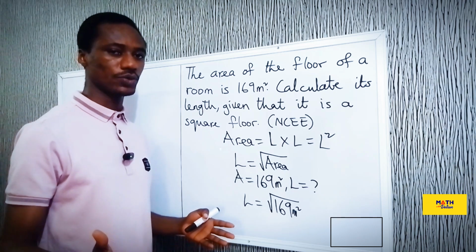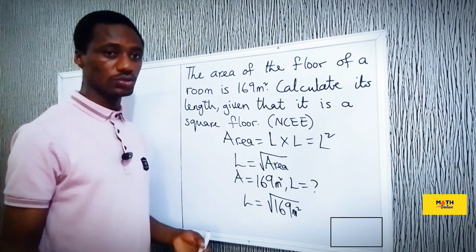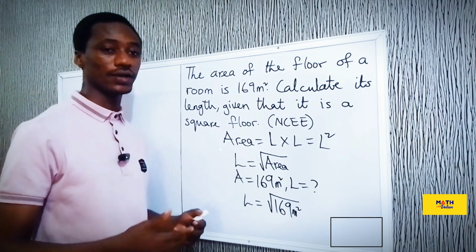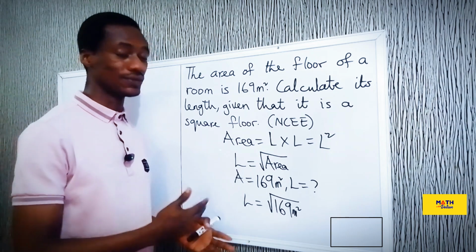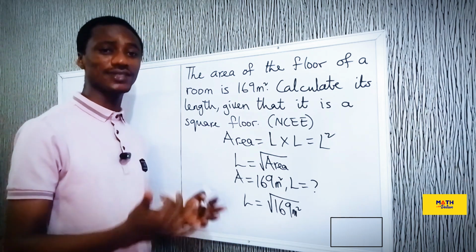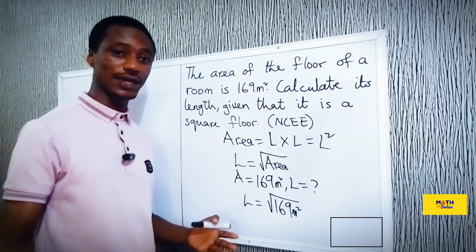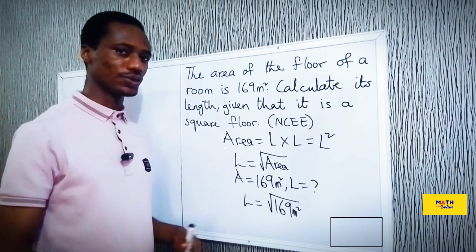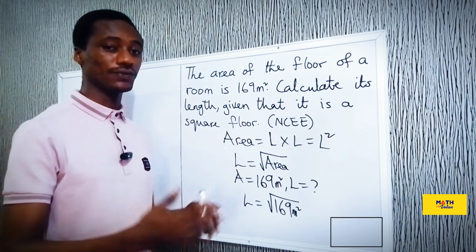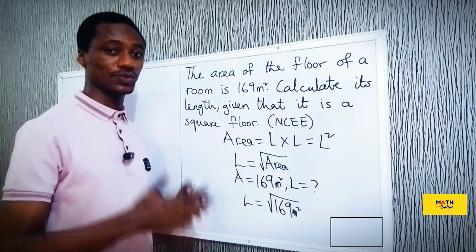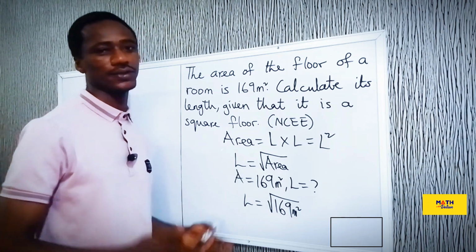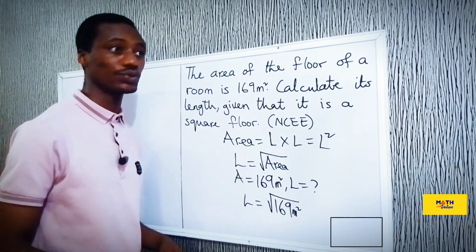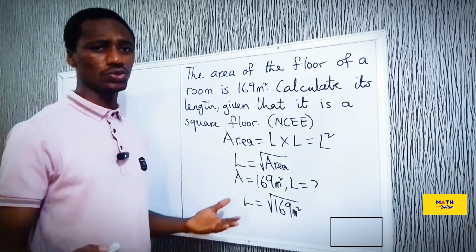It's easy to learn. 1 times 1, 1. 2 times 2, 4. 3 times 3, 9. 4 times 4, 16. 5 times 5, 25. And like that. 6 times 6, 36. 7 times 7, 49. 8 times 8, 64. 9 times 9, 81. 10 times 10, 100. 11 times 11, 121. 12 times 12, 144. 13 times 13, 169. 14 times 14, 196. 15 times 15, 225, and so on. You should know at least from 1 to 20.